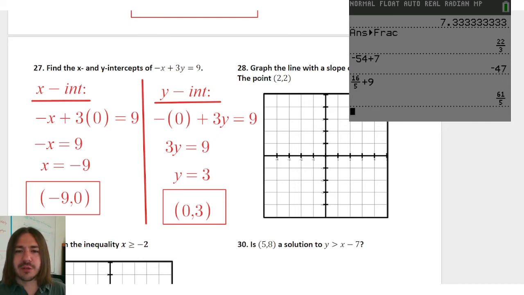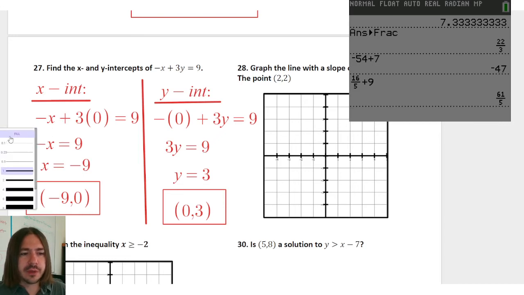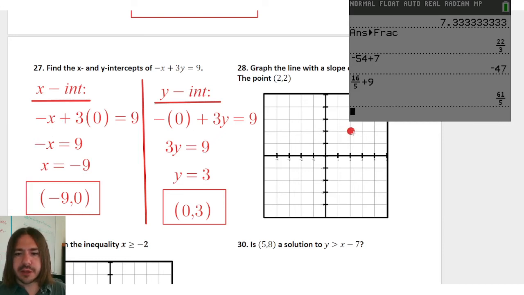Number 28 says graph the line that has a slope of 2 and contains the point (2, 2). So let's plot the point first. (2, 2) is going to be right here. And if the slope is 2, anytime you have a slope that's a whole number, it's good to think about it as being that over 1. So that you remember that the rise over run here, or your change in y over change in x, is 2 over 1. So we'll go up 2 over 1 to find another point.